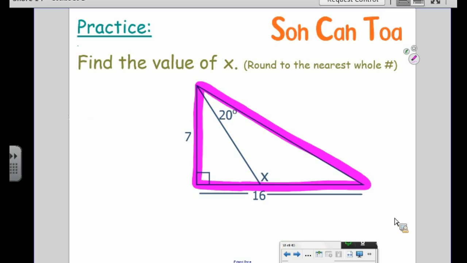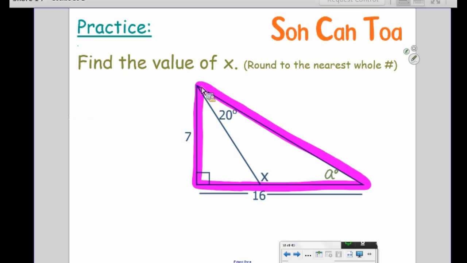Do I know two things about the large triangle? Yes, I do. I know 7 and I know 16. So if I know two things about it, I can use trig. What I recommend is that you find A, this angle right here. If you find A, will you know X? Absolutely. Triangle angle sum theorem. If you know A, you just add them up and subtract from 180 and you are in business. All right, let's do it, guys. Let's find A. Compared to A, 7 is opposite and 16 is adjacent.